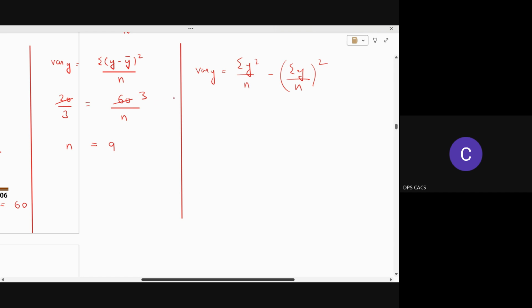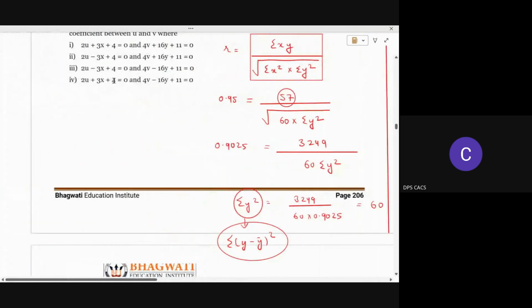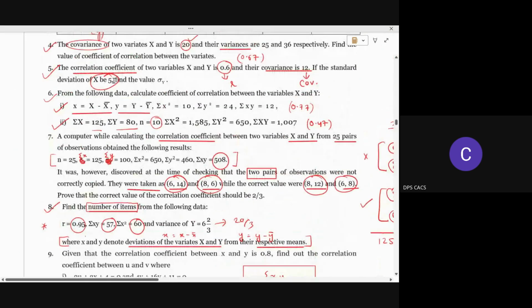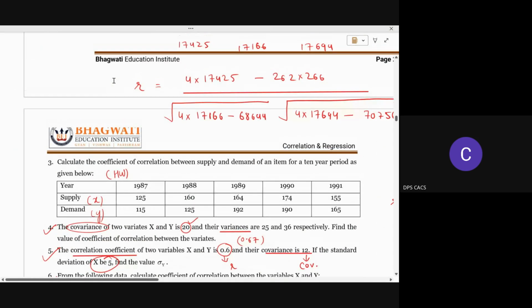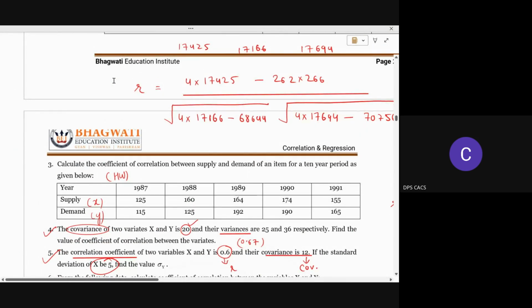Why I cannot use this formula, sir? Because what you have is not summation y square. It is summation y minus y bar whole square. Clear? So I cannot use this formula. Normally I am preferring that, but not in this case. Any problem? So with this, we completed simple questions on Karl Pearson. That actually come in exam a lot.